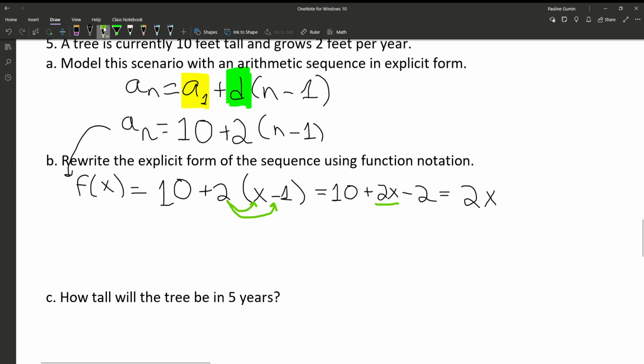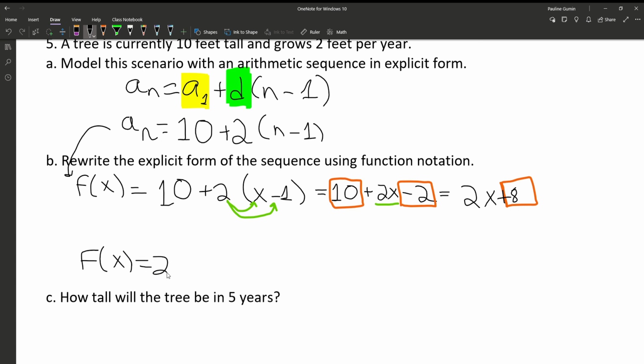Next, I'm going to take a look at that 10 and 2. They happen to be like terms. They don't have any x's, they don't have anything. They're just plain old constants, regular numbers. So let's combine them. 10 minus 2 is positive 8. So our function notation becomes f of x equals 2x plus 8.